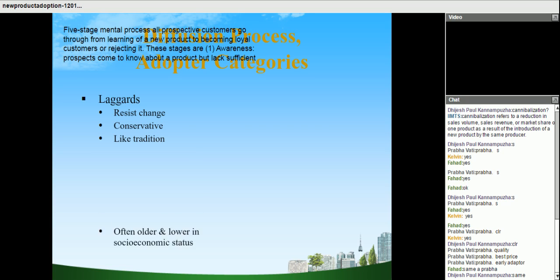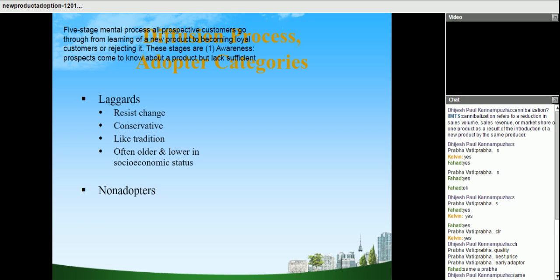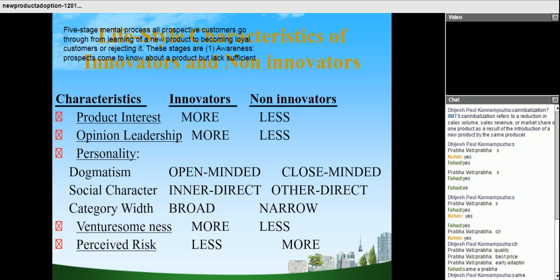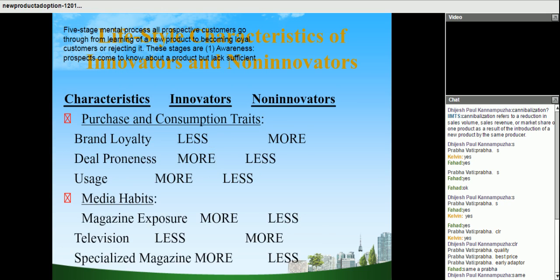Laggards, the last one. Resist change, conservative, like tradition, often older and lower in socio-economic status. The non-adopters refuse to change. Now, these are the lifestyle characteristics of innovators and non-innovators. Innovators have more interest in products. Non-innovators have less interest. Innovators have more interest in opinion leadership. Non-innovators have less. Right. Nothing much important.